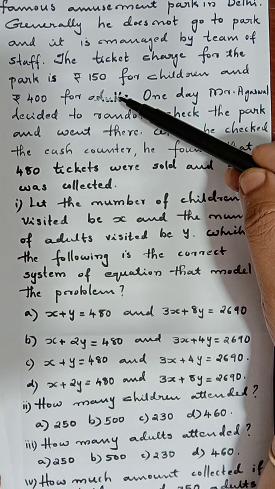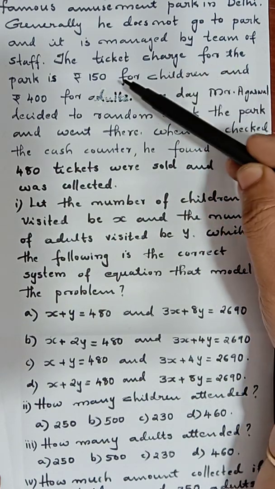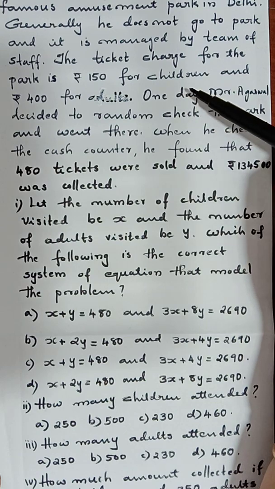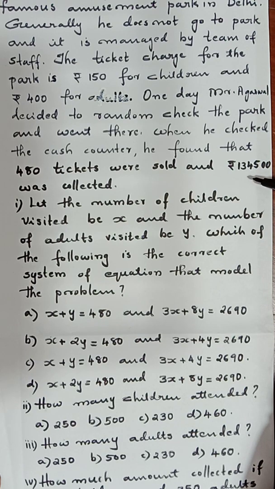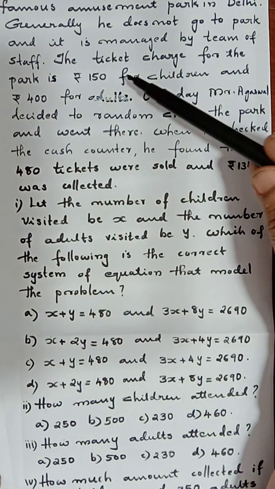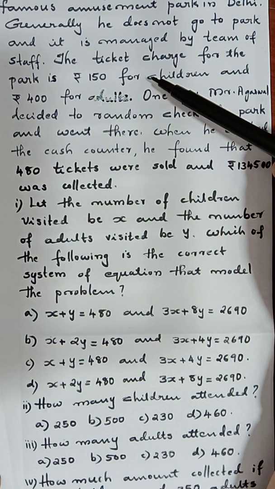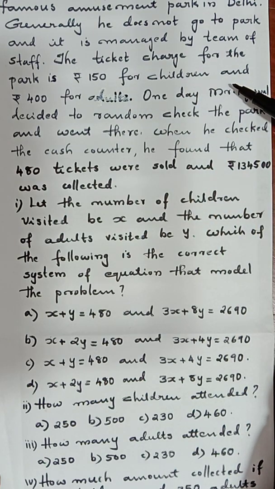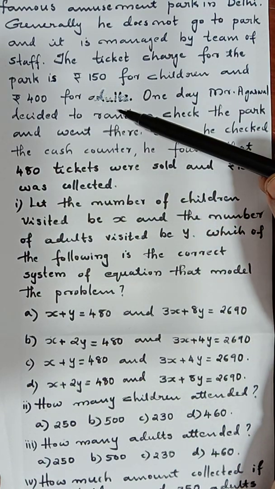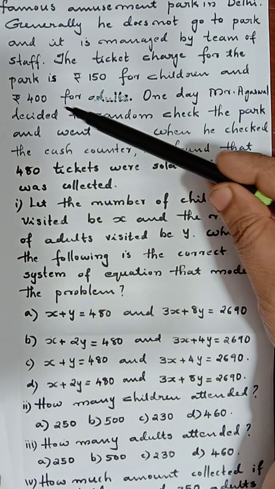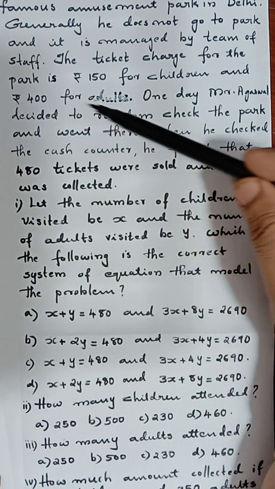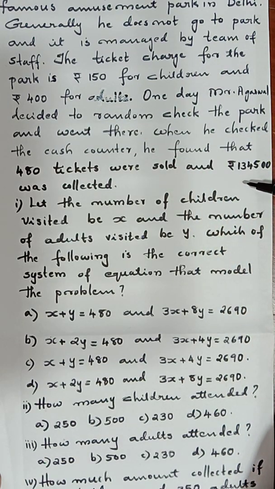Here it is given, one ticket charge for the park is rupees 150 for children. So the total amount he is getting is 1,34,500. So how to calculate that? 150 for children, 150 into number of children X. So we can frame the equation as 150X plus rupees 400 for adult, number of adults is Y, 400Y. So 150X plus 400Y together is 1,34,500. After that we have to solve it, so you will be getting the answer.